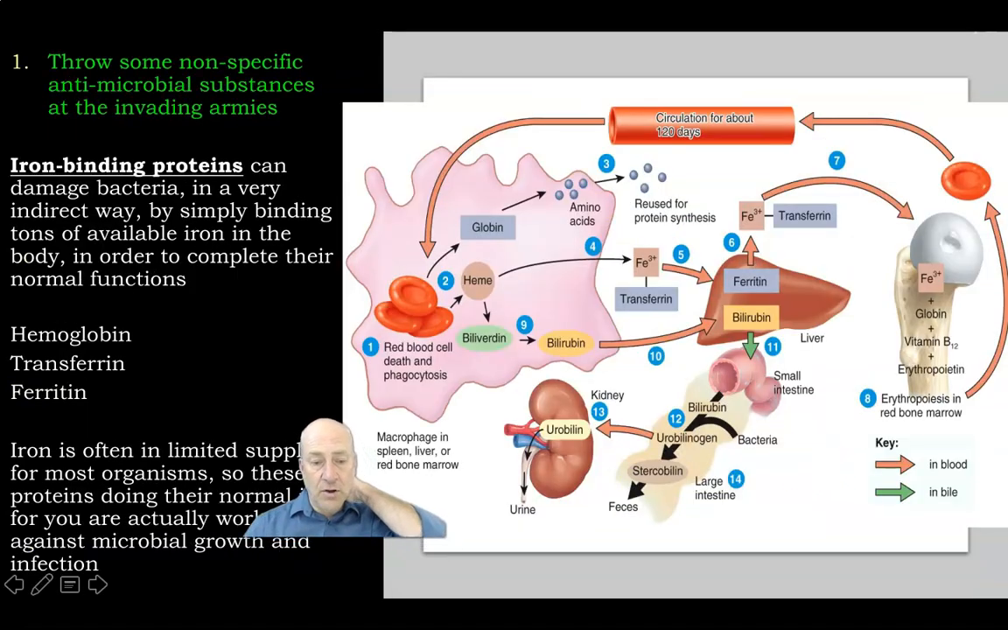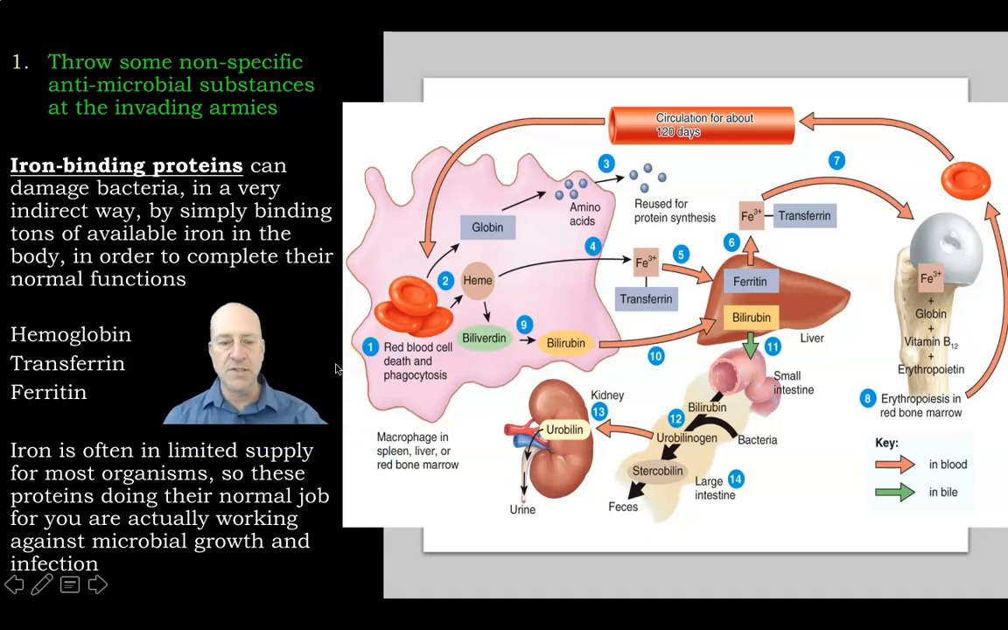A third thing you can throw, besides interferons, besides complement proteins, throw some iron binding proteins at them. But here's the crazy thing. The iron binding proteins are just doing their job in your body. What are they doing? Well, remember this from erythropoiesis and breaking down used blood cells. So what you have here is all these proteins starting with hemoglobin inside of the red blood cell, moving to transferrin, moving to ferritin. What are they all doing? They're all tying up iron.